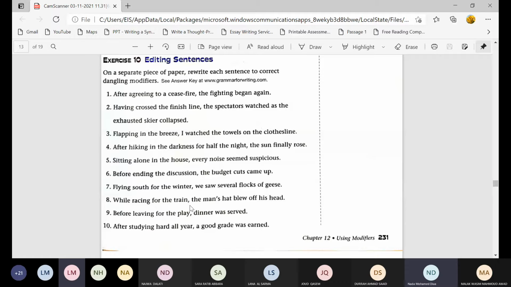Yes, miss. Yes, dear? I want to ask you a question about this one. Number 7. Miss, isn't this considered a misplaced modifier? Yes, it is a misplaced modifier. And there is another misplaced modifier, by the way. Yes, number 3. Here, yes.